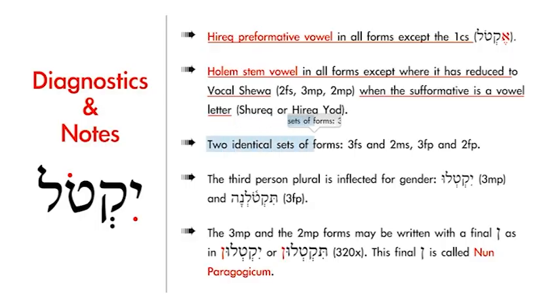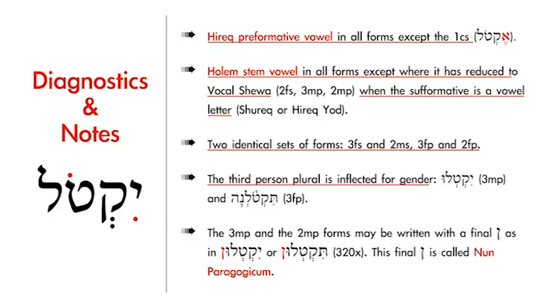Thirdly, there are two identical sets of forms, and we've covered those, the 3FS and 2MS, the 3FP and the 2FP, and that will make memorizing this paradigm a little easier. It's also important to understand that the third person plural is inflected for gender. In the Qal perfect strong verb paradigm, the third person plural was common, katlu. In the imperfect, the third person plural has gender. There's a masculine and a feminine form, yiktlu in the 3MP and tiktolna in the 3FP.